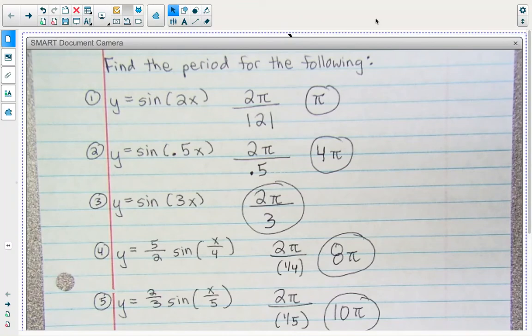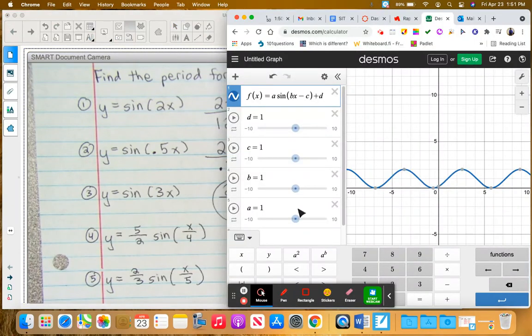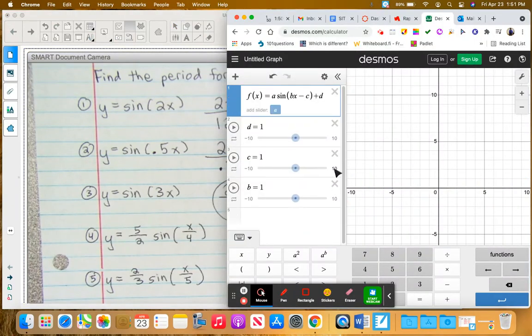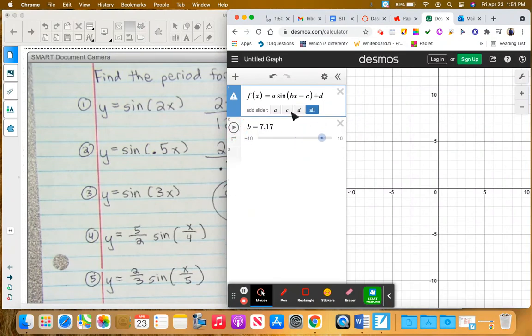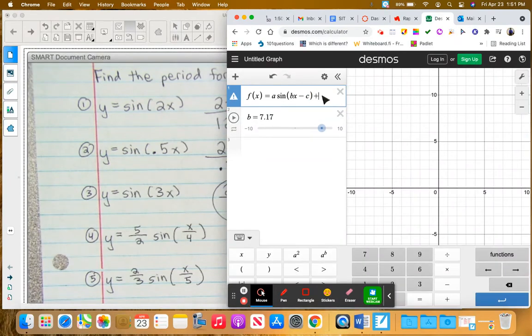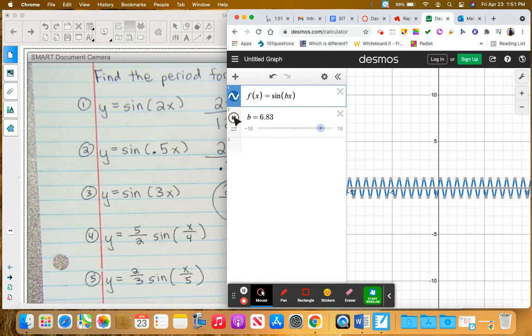So the period of your function is the length of one cycle. So I want to end this video just by going back to Desmos just for a minute. Let me get rid of A, C, and D. Okay. And I'm going to press play for this one. Okay. Let me get rid of all those. Sine B of X. Now let me press play. So you can see what's happening. This is what I mean by the period.